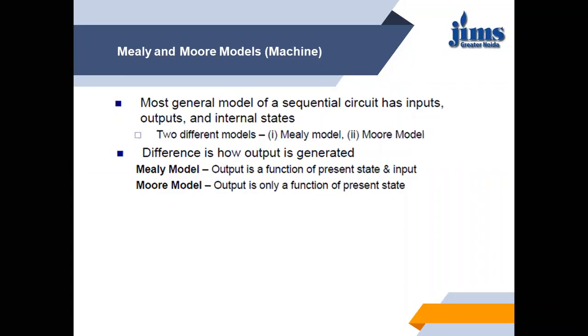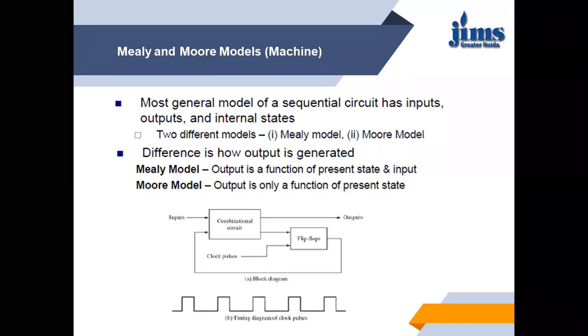Now, in the case of the Mealy model, output is a function of present state and the input, while in the case of the Moore model, output is only a function of present state. So the present state will define whatever the output is. These are your basic sequential circuits, as we discussed when we started with sequential circuits. We have inputs, outputs, clock pulses, some combinational logic, your gates, and some flip-flops. Depending upon their transition, if the output is a function of present state, then it is known as a Moore machine. If the output depends on present state and the input, then it is known as a Mealy machine or Mealy model.